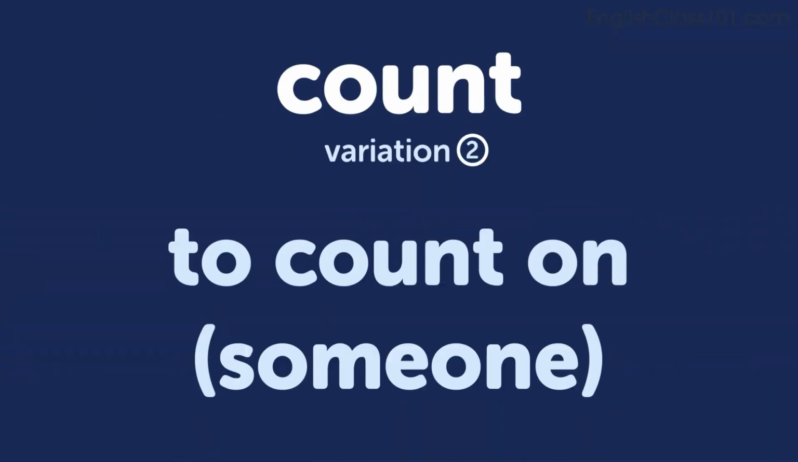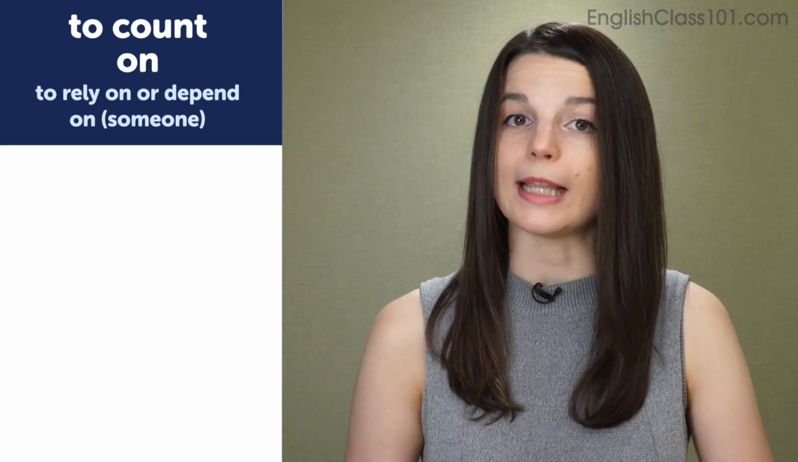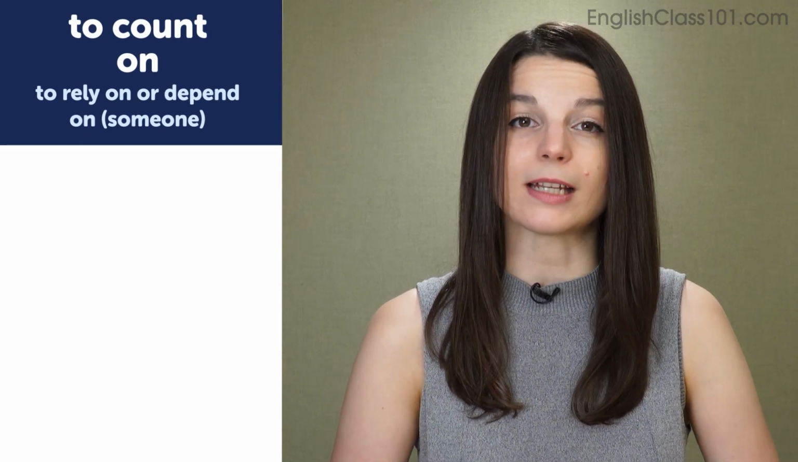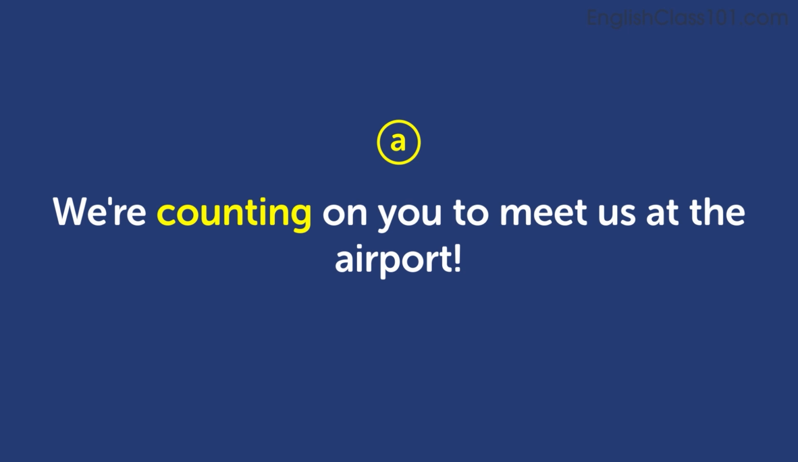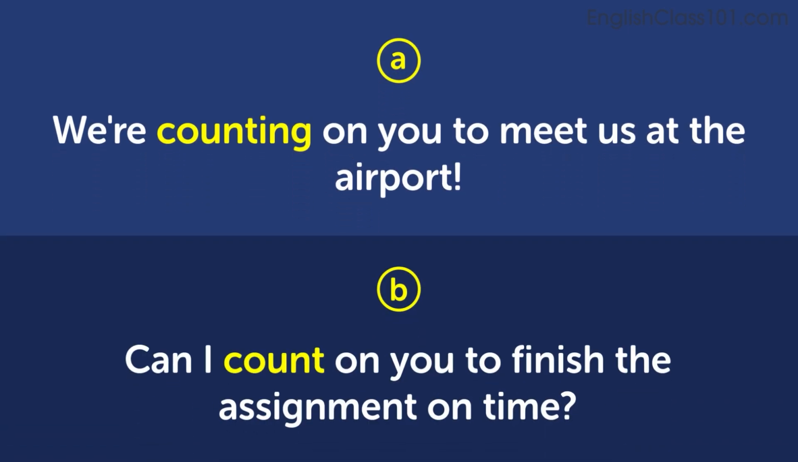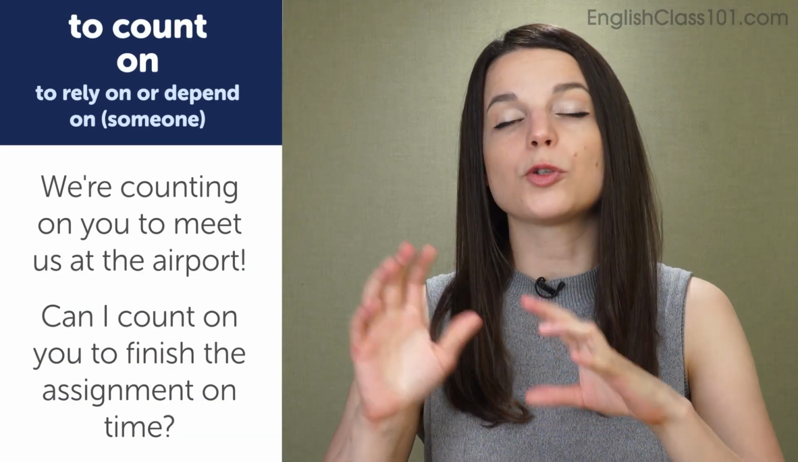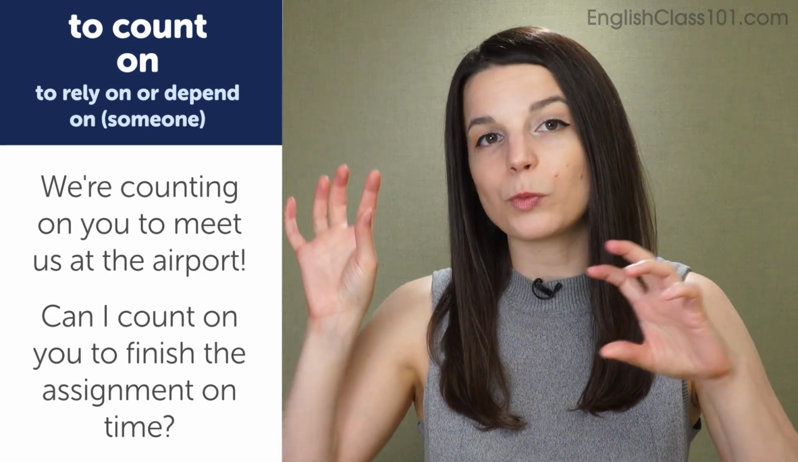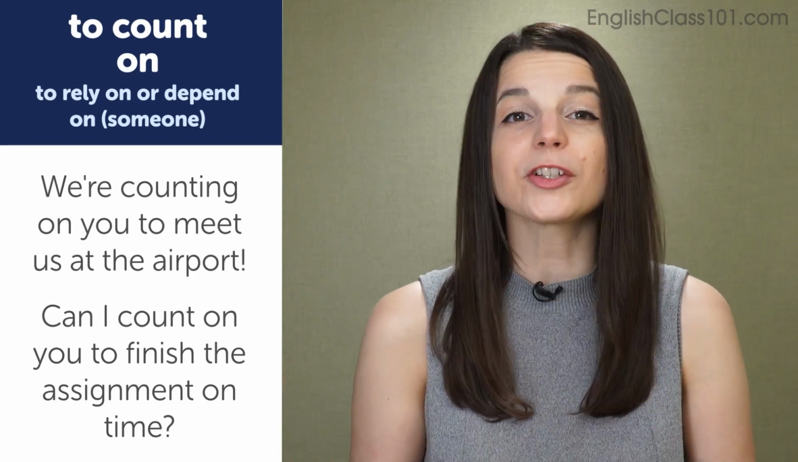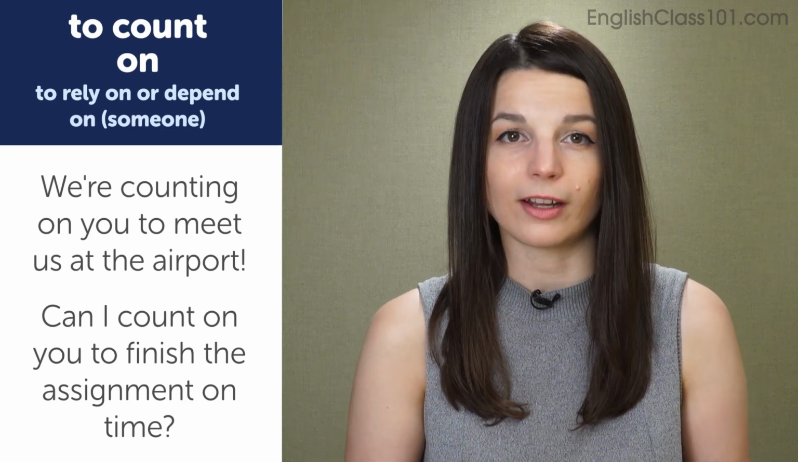The next expression is to count on someone. To count on someone means to depend on someone or to rely on someone. Let's look at some examples. We're counting on you to meet us at the airport. Can I count on you to finish the assignment on time? So in these example sentences, we see to count on someone means to rely on someone. So we can actually replace count on with rely on here or depend on here.